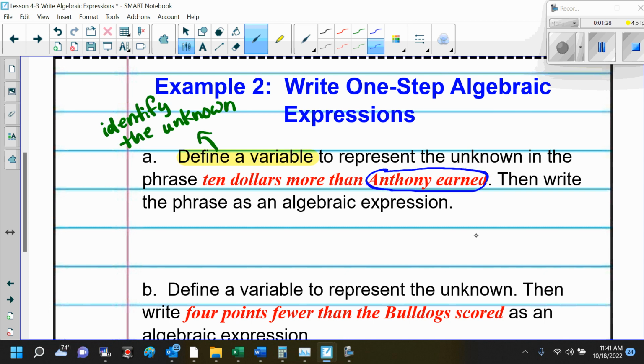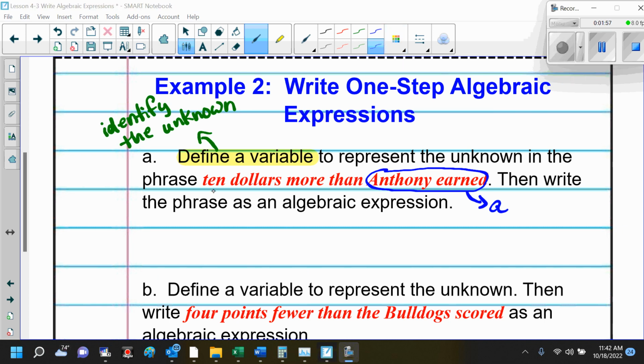Okay? So we want to define a variable. What do you want to use? You want to use A for Anthony? Okay, A for Anthony. So once we have defined our unknown, then we're going to look at the rest of the problem to see what words tell me the operation. So what words tell me the operation here?